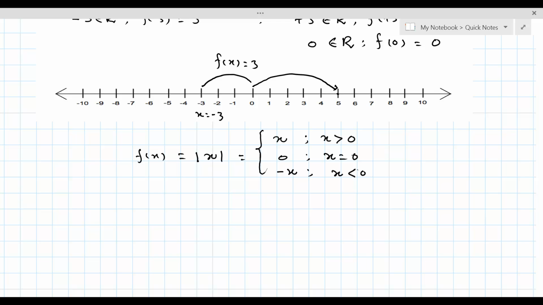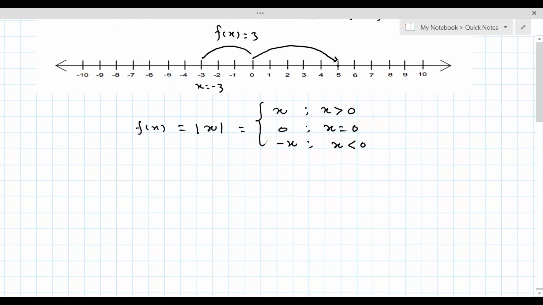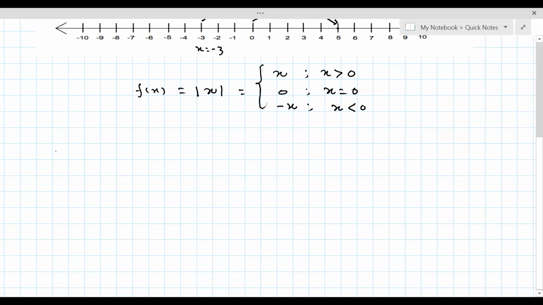And we have a couple of observations that we will make about absolute value function. The first observation, what is the domain of this function? Domain of absolute valued function.